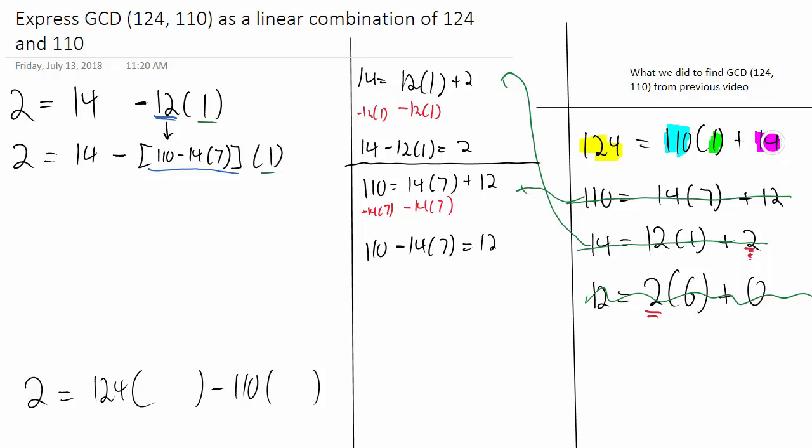Now the next thing I do is I want to write 14 in terms of two bigger numbers. So I'm going to take this line right here, and I'm just going to copy it.